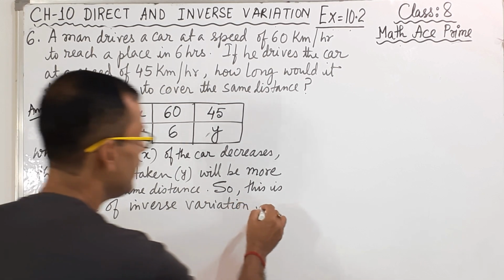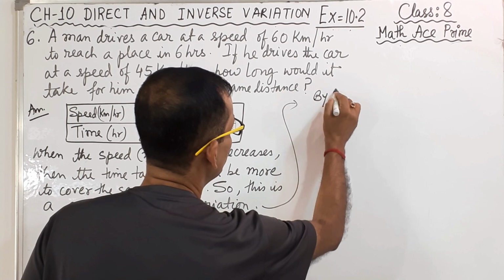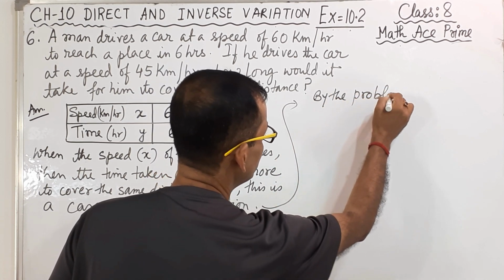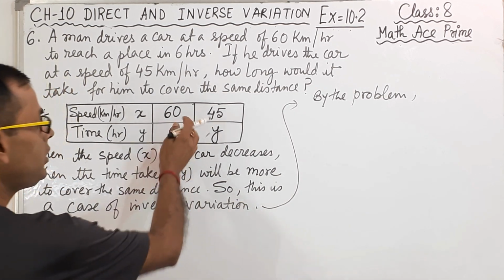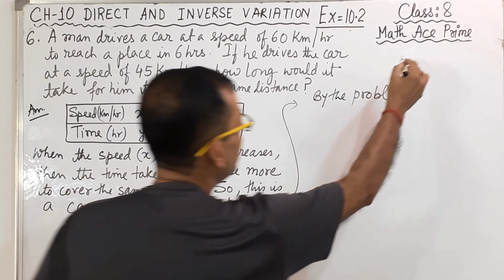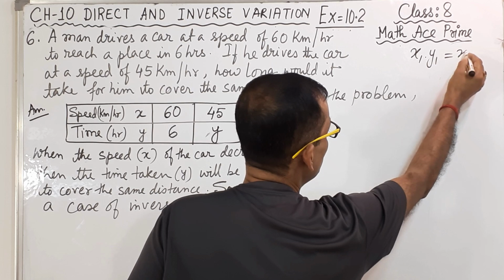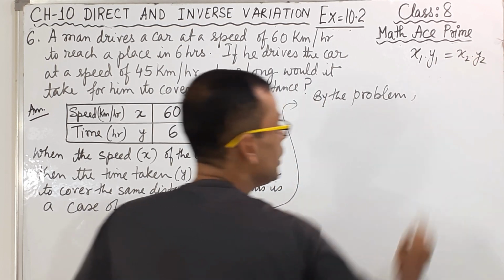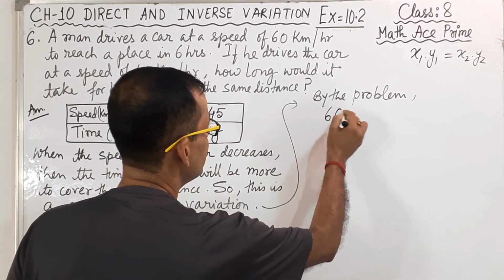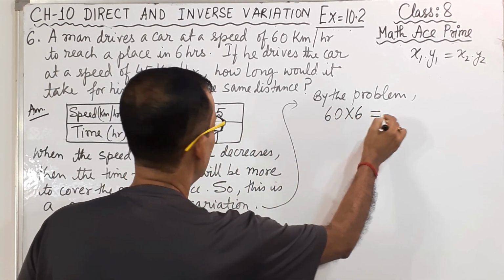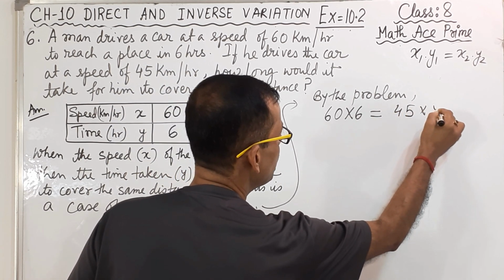अभी इसके बाद हम लोग इधर करेंगे सेम वे, okay, so you can write by the problem or as per question or according to the question also you can write. So what you will write? Inverse variation क्या बोला है मैंने? The product, okay, x1 into y1 is equal to x2 into y2. The product is always constant. Okay, so what I will write here? 60 into 6 equal to 45 into y.